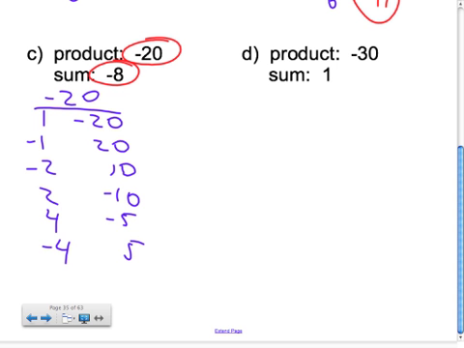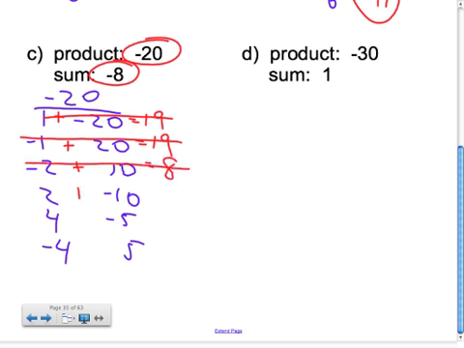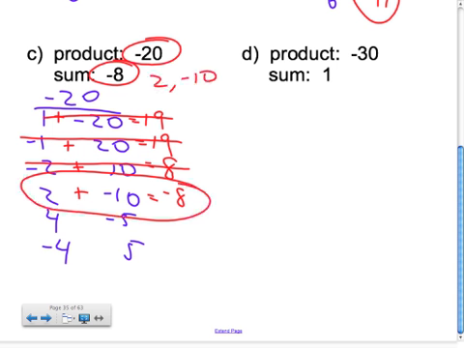So then I start plugging away, and again, my sum is negative 8. Add these two. Negative 19, no good. Add these two. Positive 19, no good. Negative 2 plus 10, positive 8, no good. 2 plus negative 10, negative 8. Check. Those are the two numbers I'm looking for, 2 and negative 10. Okay? And again, you can memorize these patterns where if they're both negative, well then one's positive, one's negative. Not completely necessary. Okay?